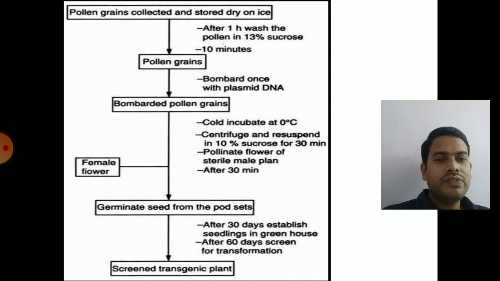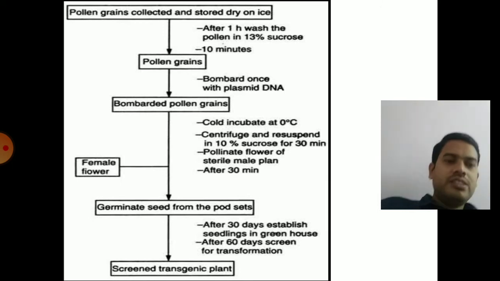After 30 minutes, they are introduced into the female plant and the seeds are allowed to germinate. After 30 days, seedlings are established in the greenhouse, and after 60 days of screening for transformation, you can obtain the transgenic plants. So this is how you use the pollen grains for the process of transgene transfer by the biolistics or gene gun method.